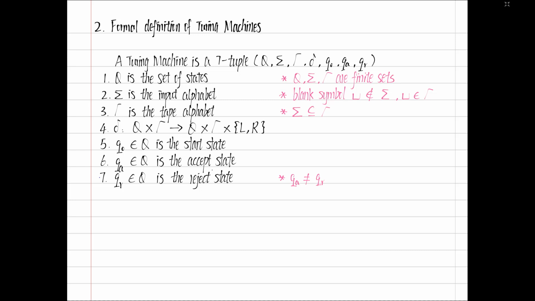Note that Q, sigma, and lambda are finite sets. The special symbol, blank symbol, is in the tape alphabet, but not in the input alphabet. The input alphabet sigma is a subset of the tape alphabet lambda. And the accept state QA is different from the reject state QR. It is possible that the start state Q0 is an accept state or a reject state.